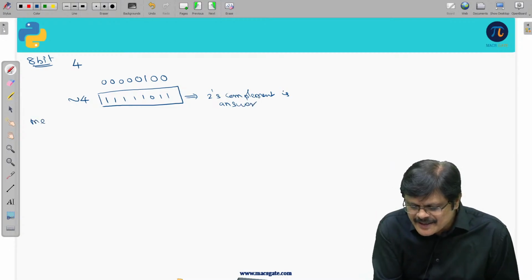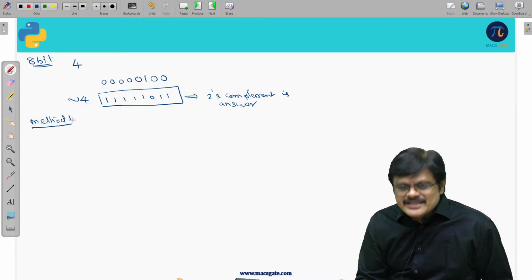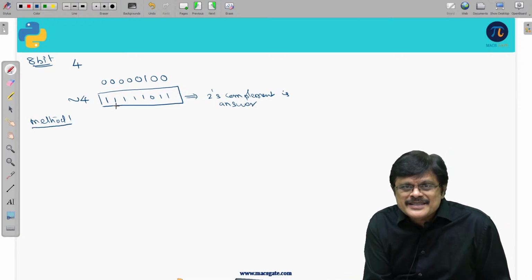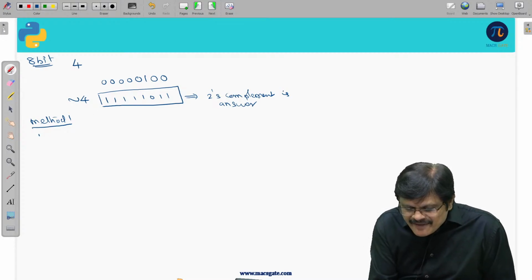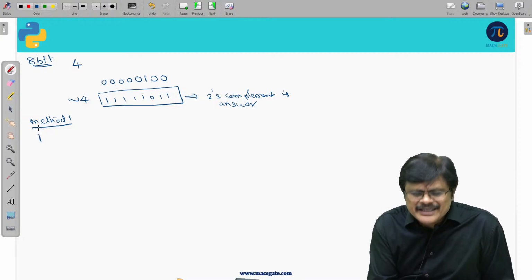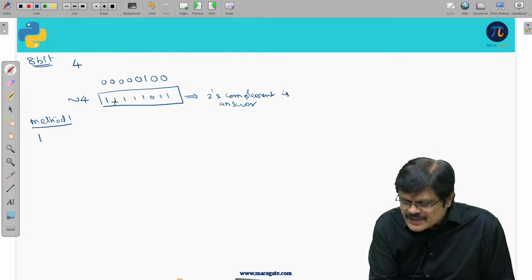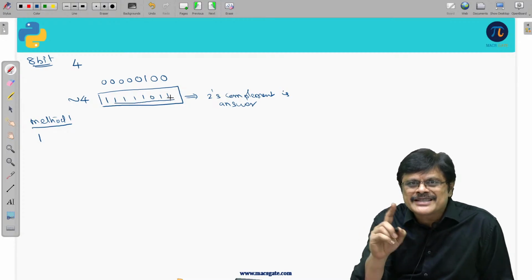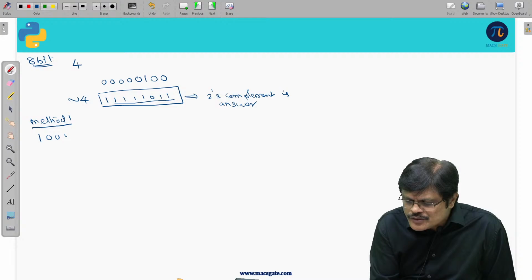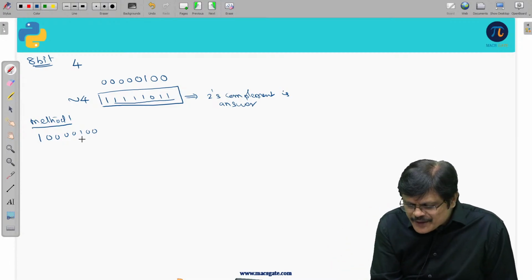There are 3 methods. Method 1. In method 1, you keep the leading bit as it is and write its 2's complement. So how to find the 2's complement of that? The sign bit you keep as it is, the remaining bits you convert zeros to ones and ones to zeros. So you get 0, 0, 0, 0, 1, 0, 0. After taking the 1's complement, you add 1 to it.